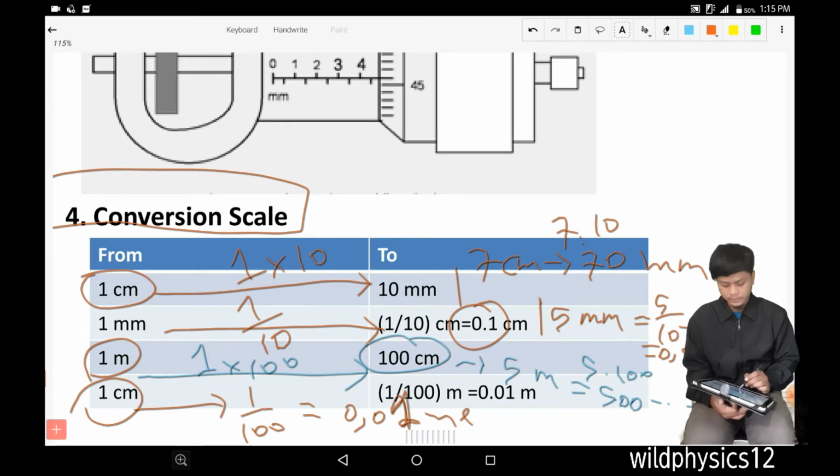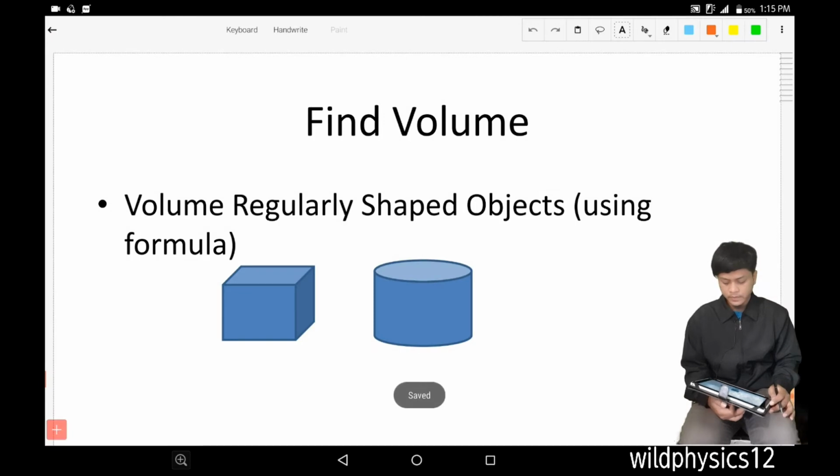It's so easy. We will talk more about it in another video. Okay, let's move on. Now we are going to talk about how to find volume.